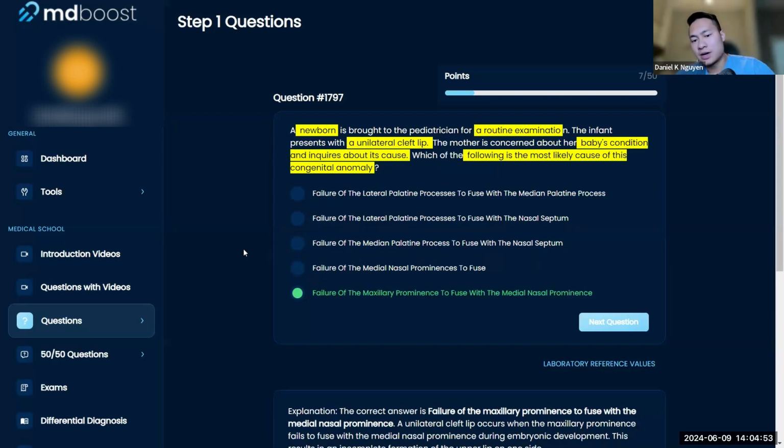So I always think, right, maxillary, meaning the mid face, to kind of the middle of the nose. And so if you have issues with that, then you're going to have a cleft lip.